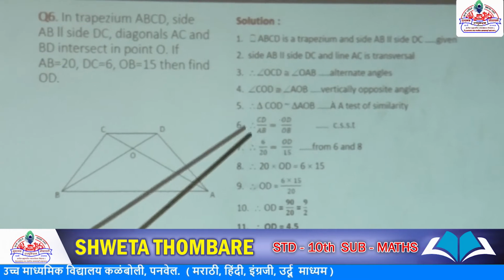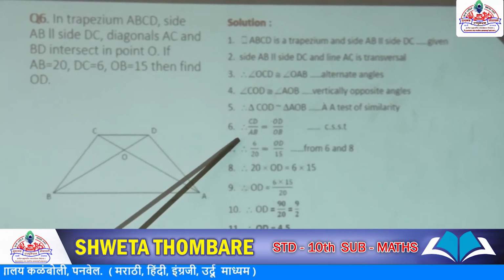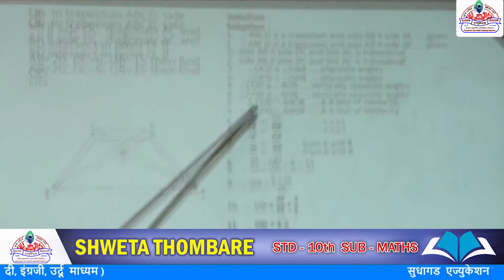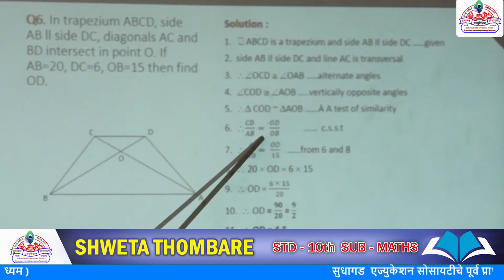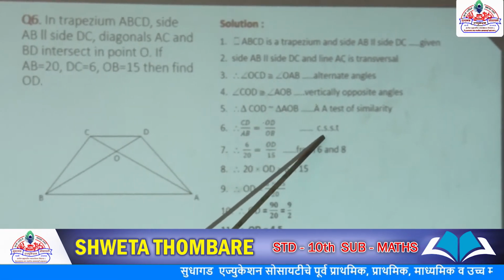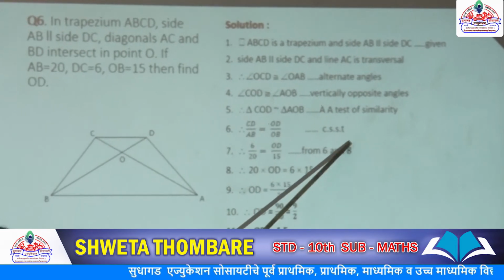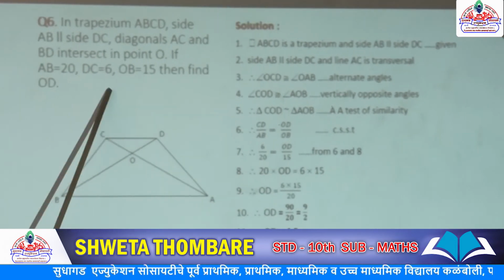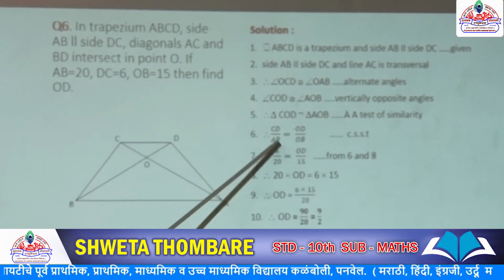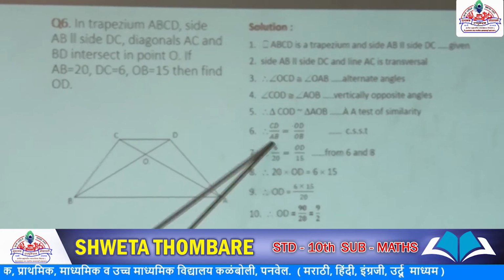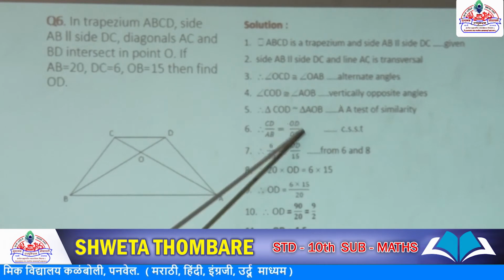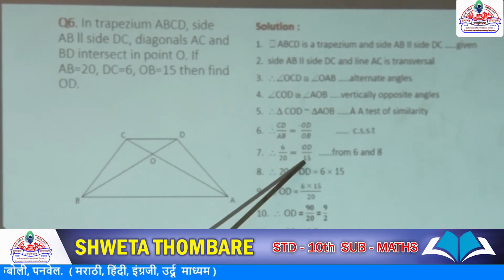Now we know that if two triangles are similar, their corresponding sides are always in proportion. So here we can say CD upon AB is equal to OD upon OB. The reason is corresponding sides of similar triangles. Now put in the respective values given in the question. Length of CD is given as 6, so we put 6. AB is given as 20, is equal to OD, which we have to find, and OB is given as 15.